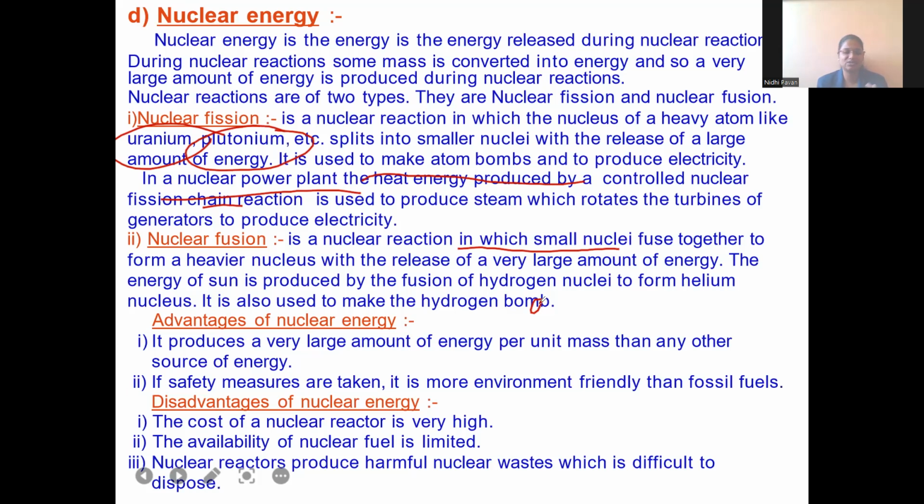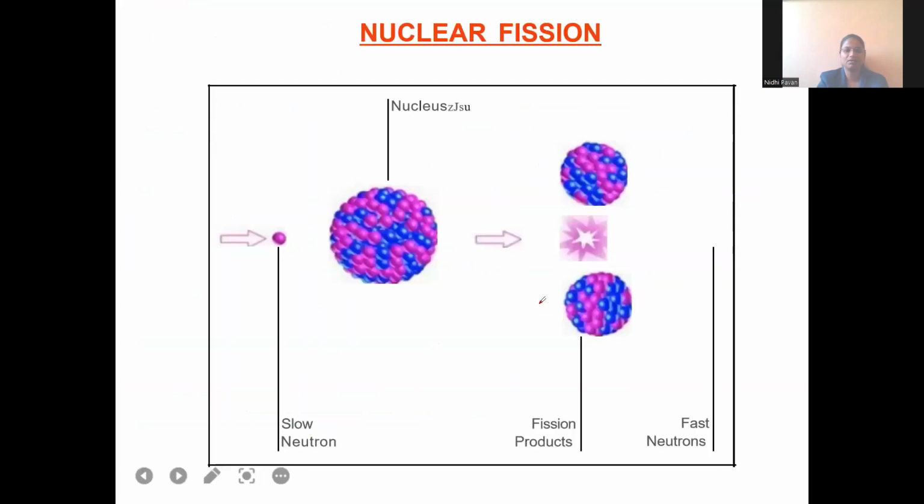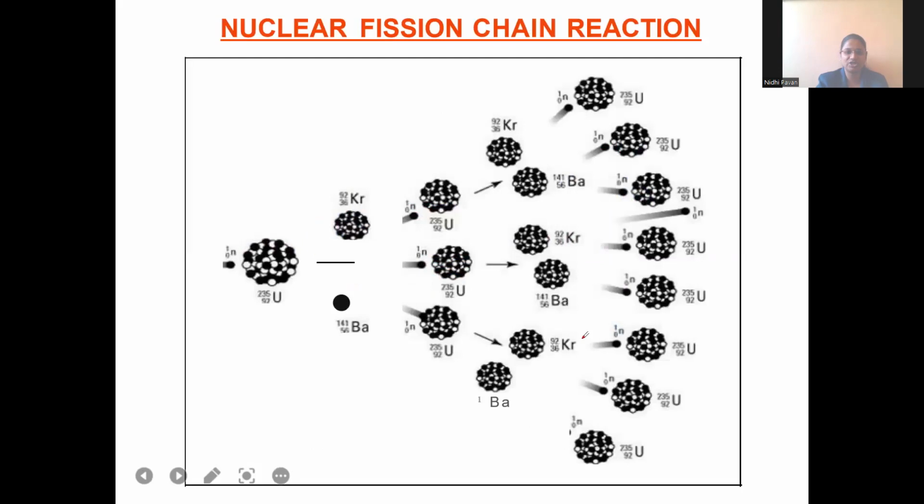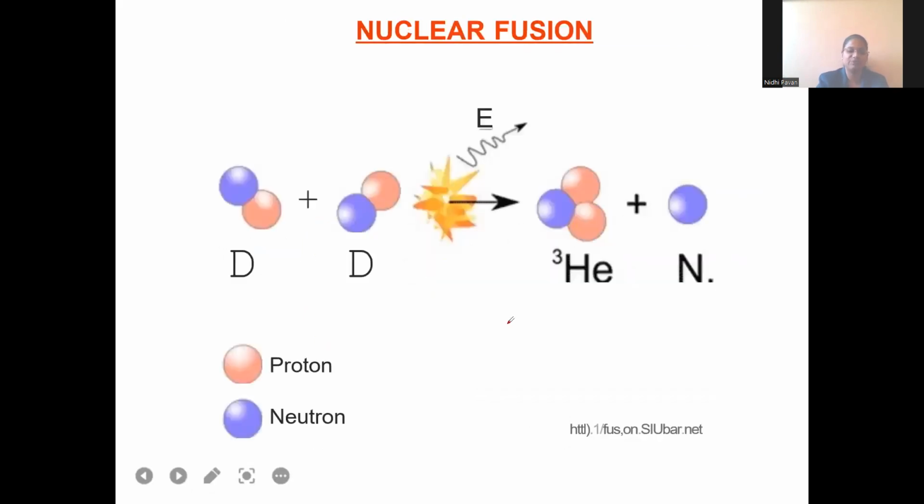The disadvantage is that it is very costly, and nuclear fuels like plutonium and uranium are limited. These are not renewable resources. And nuclear reactors produce very harmful nuclear waste, which is difficult to dispose of. It cannot be thrown anywhere like water, soil, etc. See, this is nuclear fission, where one nucleus becomes two nuclei. In the nuclear fission chain reaction, one, two, again one, two, three, like this it continues and releases a large amount of energy. In nuclear fusion, two nuclei form a larger nucleus.